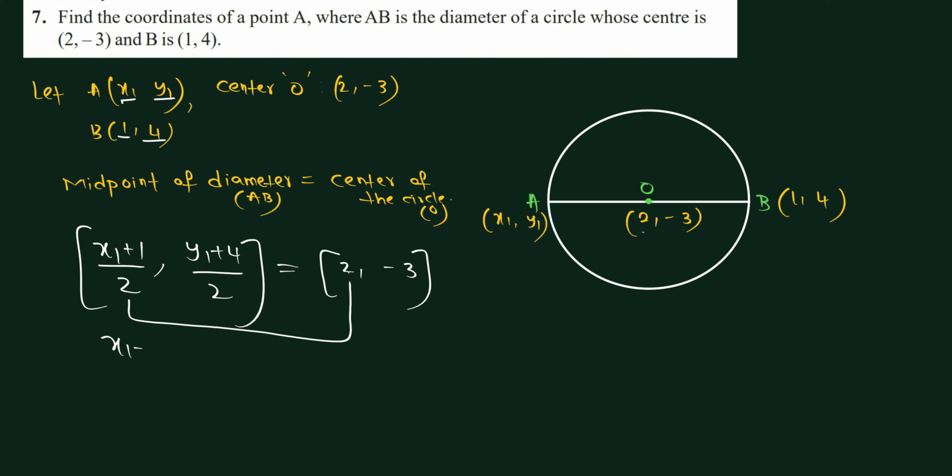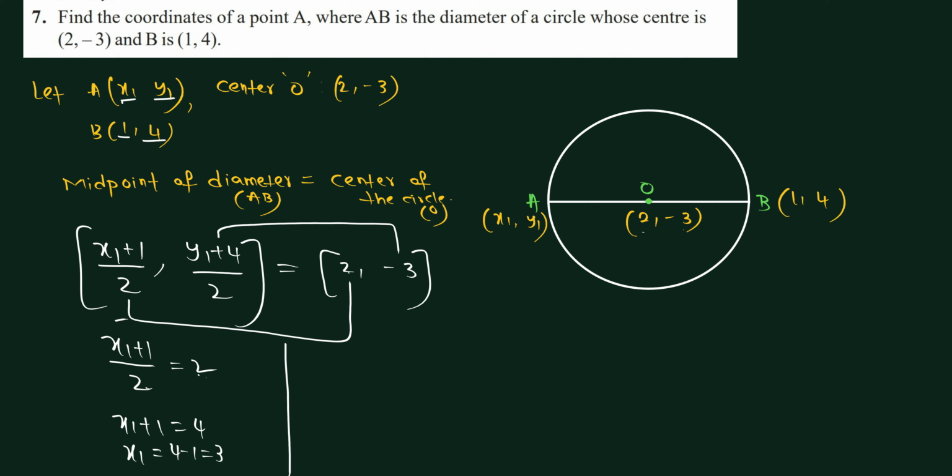So (x1 + 1)/2 equal to 2. So by 2 when you take it this side, it will become 2 into 2 is 4. x1 equal to 4, plus 1 you take it that side, 4 minus 1 is how much? 3. Here x1 value you got here 3. And similarly you find by equating the y coordinates. You write here equating x coordinates, and here also you write equating y coordinates.